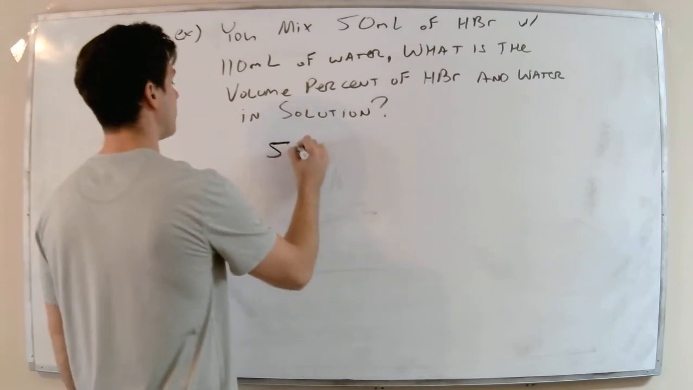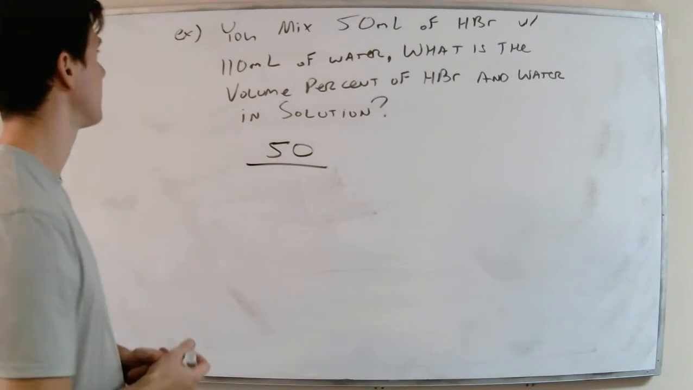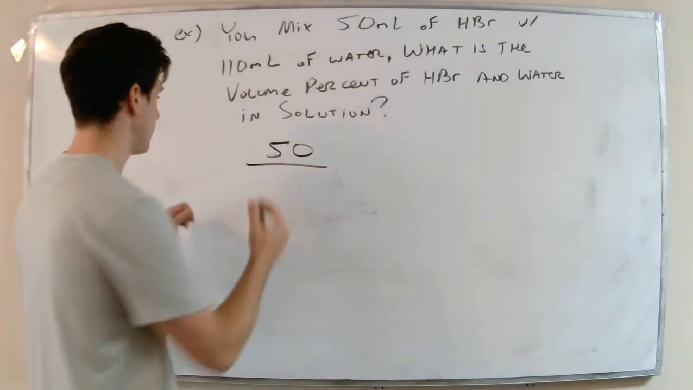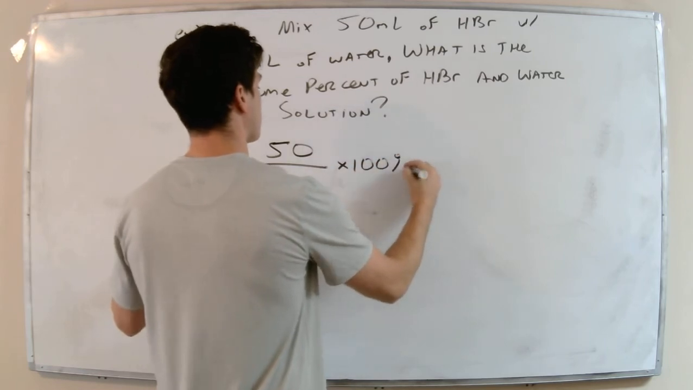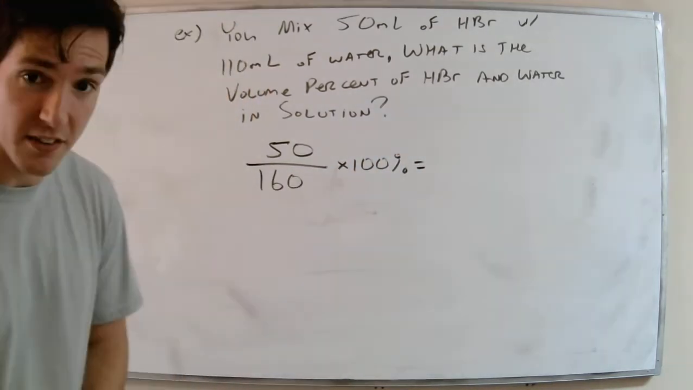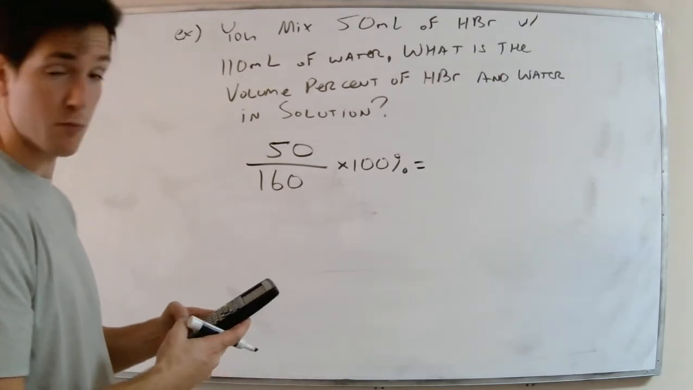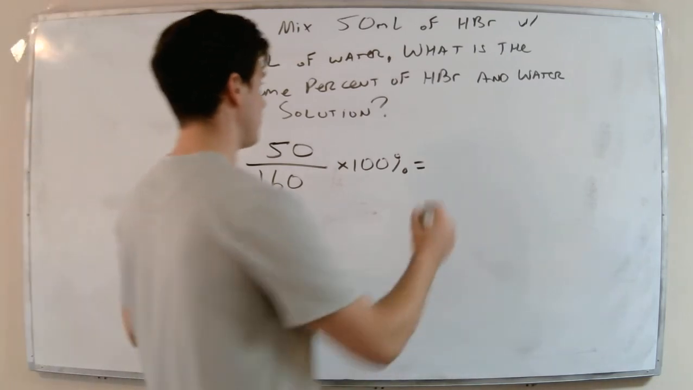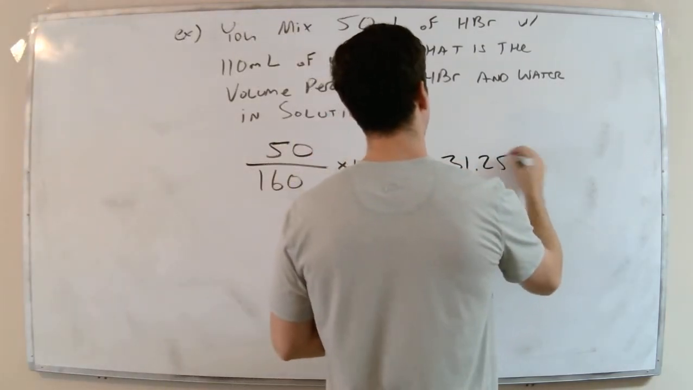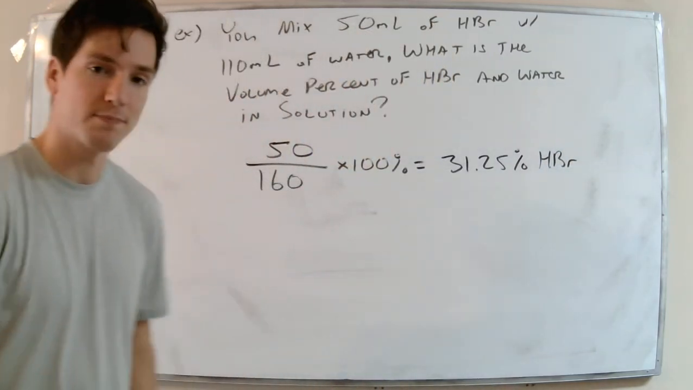HBr's volume is 50 milliliters. And then we put that over the total volume, which in this case is 50 plus 110, which is 160, times 100%. And that'll give us the percentage of volume of HBr. So 50 divided by 160 is 0.3125, times 100 is 31.25% HBr, of course, by volume.